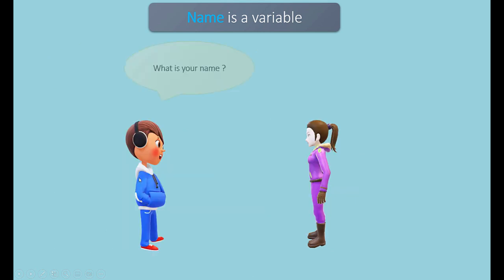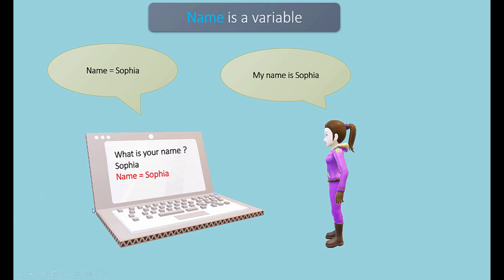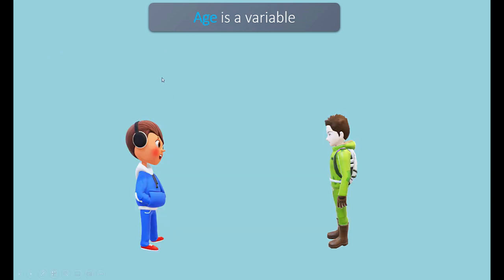Let's look at another example. That person asks another user, what's your name? This time we get Sophia, and then name is equal to Sophia. This is how the computer sees the data: name is equal to Sophia. Whenever you want to call name, it will already be equal to Sophia, and it will always show us Sophia by using name.